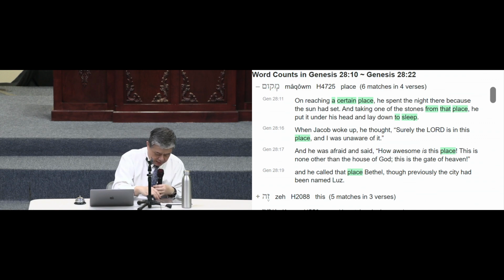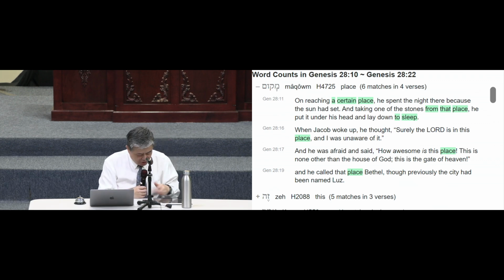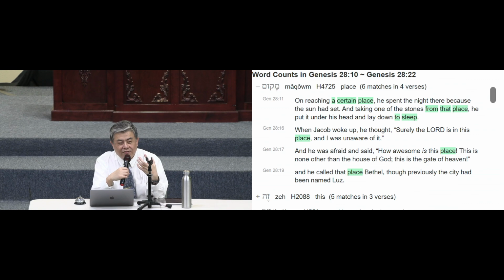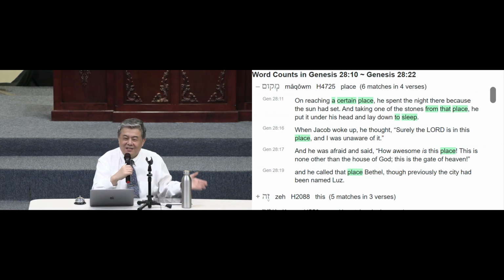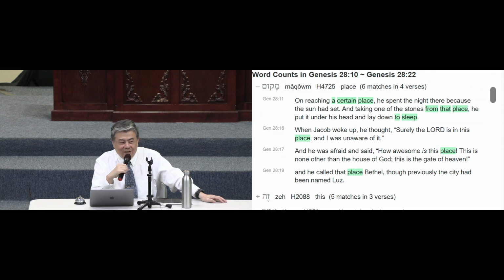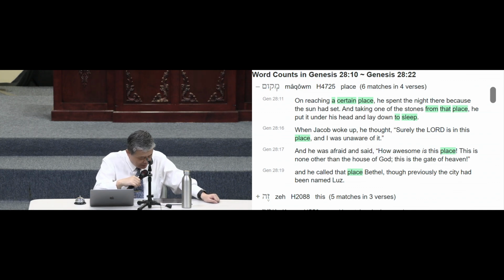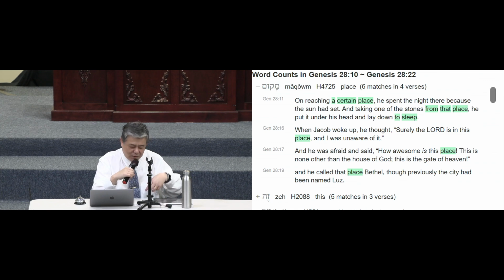And then later, verse 16, surely the Lord is in this place. That's part of the wonder, part of the surprise. This is just a normal place. How come the Lord is actually here, and I was unaware of it? Why was he unaware of it? Because it just seemed like an ordinary place. He did not think, oh, tonight I'm going to have a special dream and God is going to appear to me. No, he had no idea what was coming. And then verse 17, how awesome is this place? This is none other than the house of God. This is the gate of heaven. That's what contributes to the surprise.